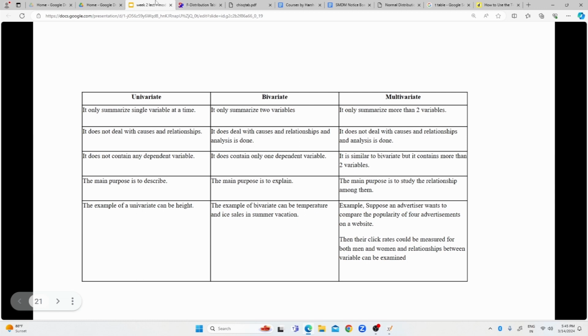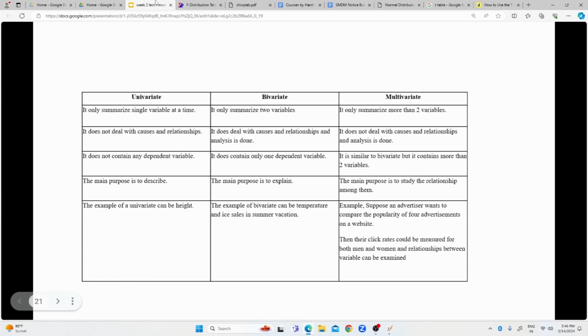In bivariate, there has to be one dependent variable. As we said, x plus y is equal to 2, so either x or y has to be dependent. Now in multivariate we have multiple variables: 3 variables, 4 variables, 5 variables.